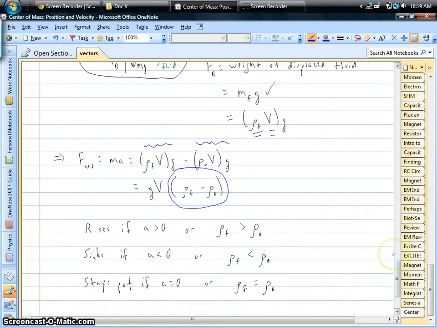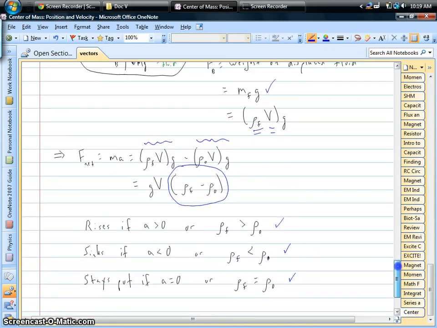So here's the three conditions that you can get from this. To get something to rise if you submerge it, the density of the fluid has to be greater than the object's. If you want it to sink, you need the density of the object to be greater than the fluid's. And if you submerge it, let go of it, and it just stays there, that means your forces are equal, and it means the densities are equal to each other.